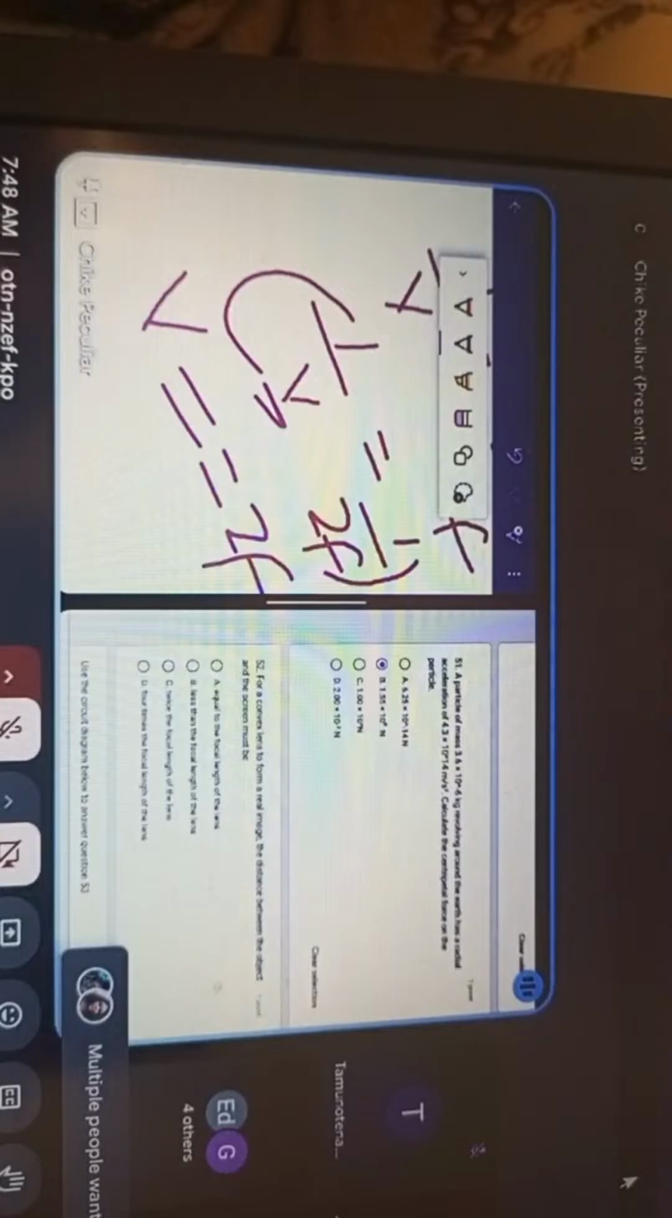So it says the distance between the object and the screen must be dash. So what did we get? Twice the focal length from the mathematics of it. So the answer is twice the focal length of the lens. Do you get it at least from this brief explanation?